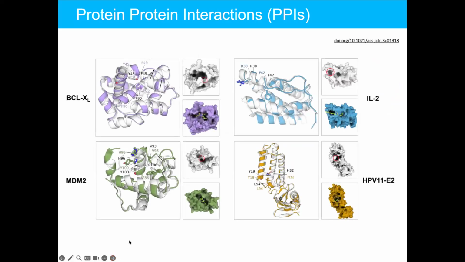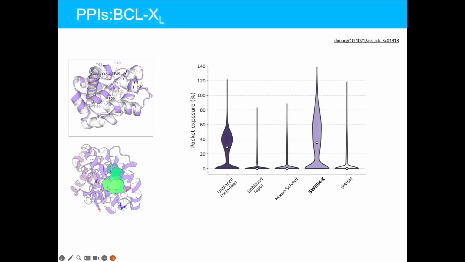We looked at these targets: BCL-XL, which is important for apoptosis, interleukin-2, MDM2, and HPV-11 E2. Because there isn't much time, I will rush a little bit. The only effective approach for many of these targets is Swiss X. The unbiased approach is short, initially the pocket is open, but then it collapses. So the only one that really works is Swiss X. The cavity is really well exposed.